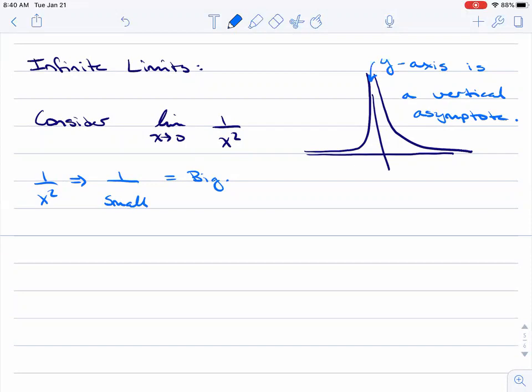Almost always, and I'm only throwing in that buffer of almost just in case there are special cases, if you've got a value that's not in the domain, that's going to be an asymptote. It's going to be a vertical asymptote. And so here, x equals 0 is not in the domain, and x equals 0 is the y-axis, and so that's why we've got this asymptote there.